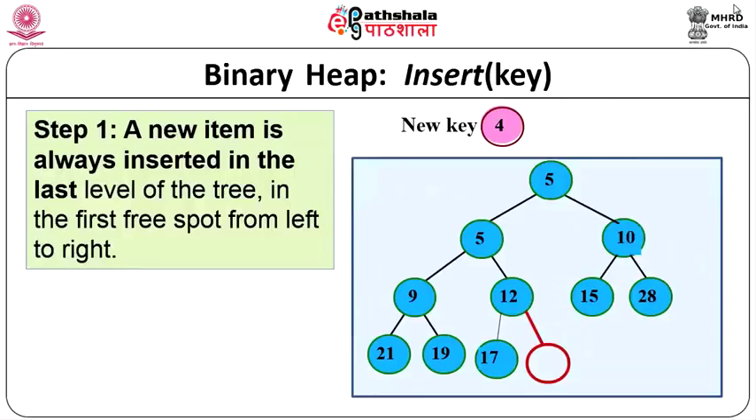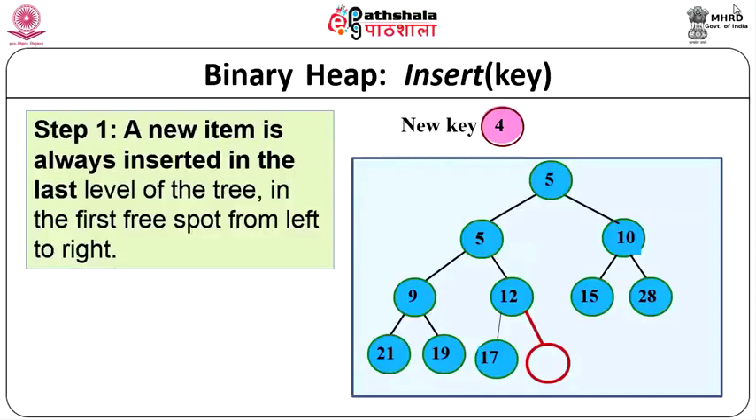And now, let us look at the interesting example of a binary heap where we want to insert a key element. So, what is the first step in inserting a key element? A new item is always inserted at the last level of the tree, that is, the first spot in the last level which is free, going from left to right. In this particular example, we have a min binary heap, and the position which is free is after 17. So, we just add a dummy node there.